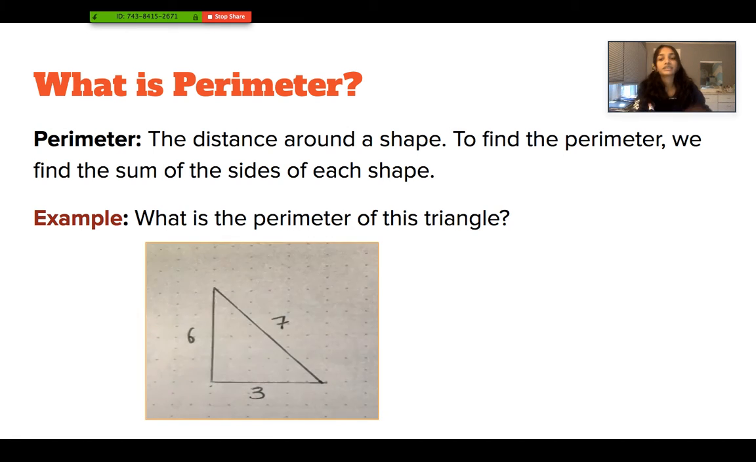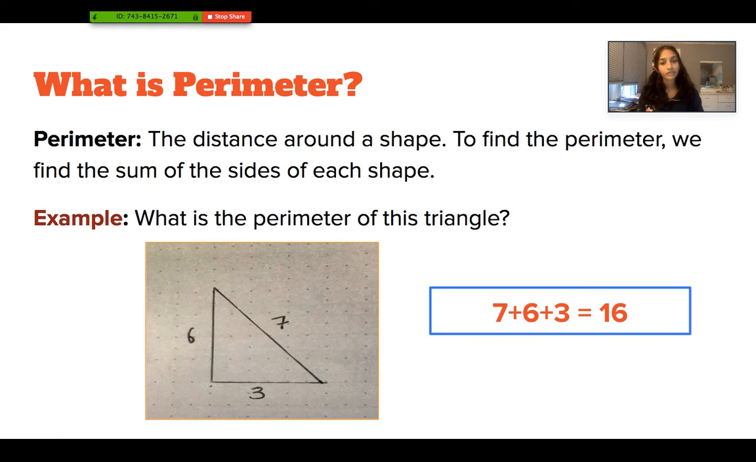So here's an example. What is the perimeter of this triangle? To find the perimeter, we have to add up all of the sides. So we have 7 plus 6 plus 3. When we add that up, we find that the perimeter of the triangle is 16.